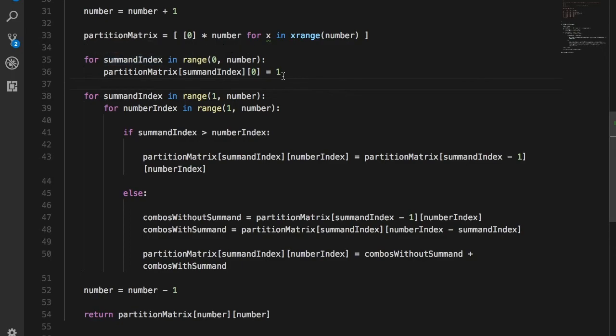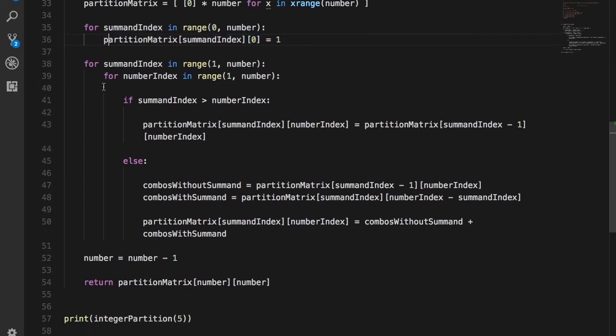Hence, this is what we are setting up here. The summoned index is the value in the for loop, which goes from the range 0 to number, excluding number, of course. The first index is always row selection, and the second value is always column selection in a 2D array. So for a summoned index in range of 0, number, partition matrix of summoned, 0 is equal to 1.